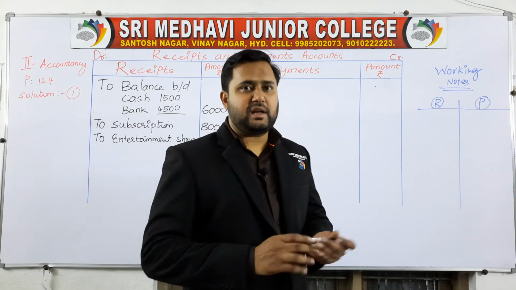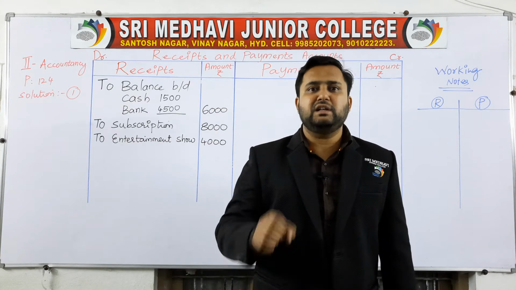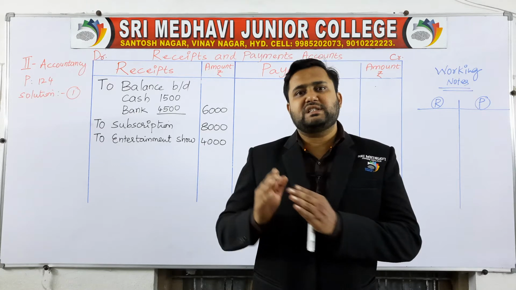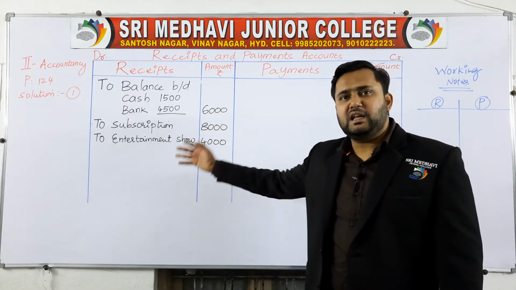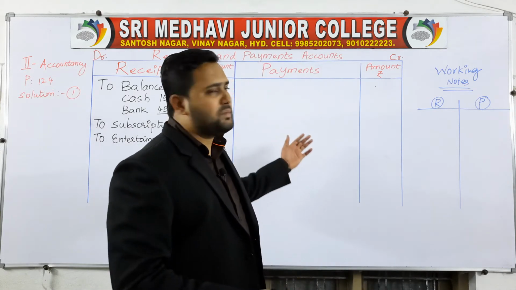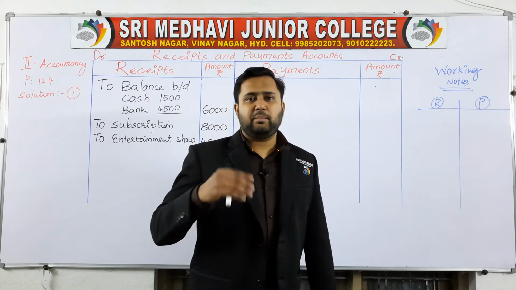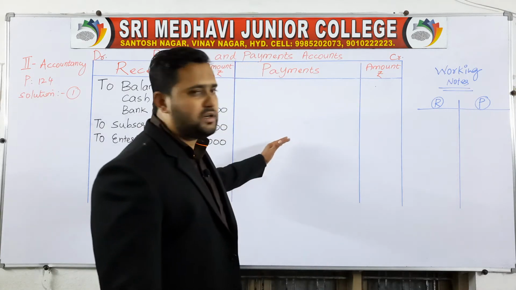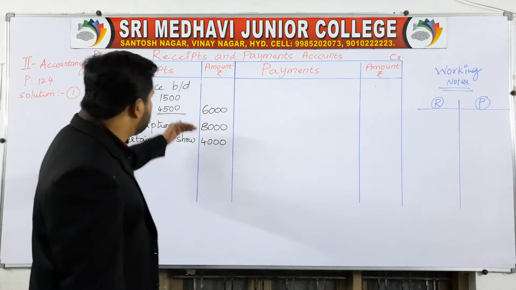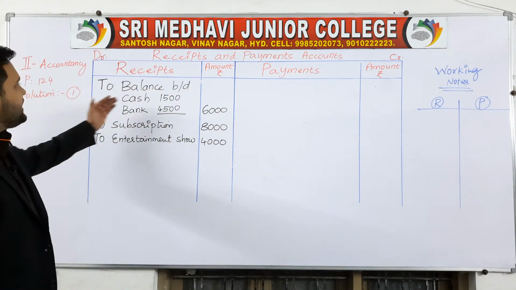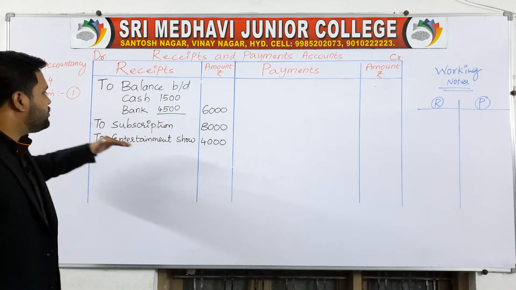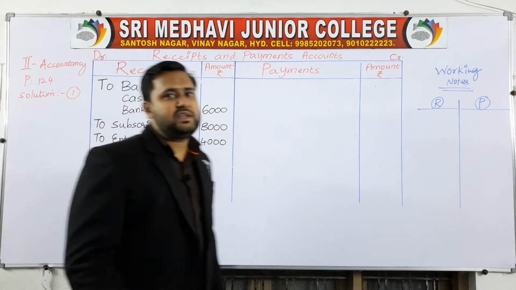What we are doing? We are just getting the information from the question, extracting it and segregating it. The transaction which is related to receipts we are writing on the receipt side. If the transaction mentions that we are paying some amount, then we have to write it on the payment side. Still we are not getting any payment transaction, so that's why we have not written all the details mentioned in the question related to receipts till now. So we have written the details like opening balance, to balance brought down, cash, bank; subscription collected, to subscription; as well as to entertainment show receipts collected.